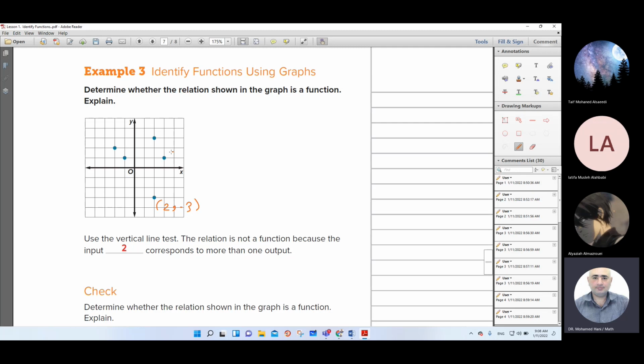And this point, 3 in x and 1 in y. And this point, 2 in x and 3 in y. And this point, negative 2 in x and 2 in y. And this point, as you see, we have negative 1, 1.